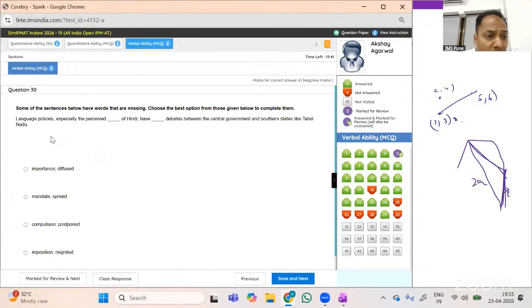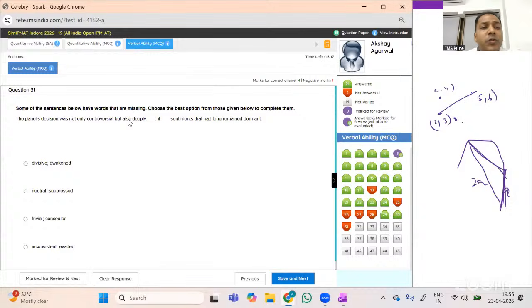Yes. Language policies, especially the perceived mandate can't be perceived. It can be imposition or compulsion, maybe. And imposition of Hindi have reignited debates between the central and southern states like Tamil Nadu.